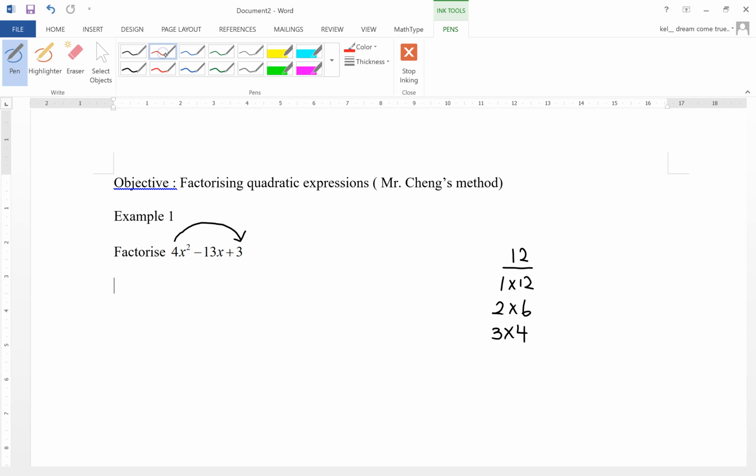My objective is to find the pair of factors that will give me minus 13. So let's check. Can 1 and 12 give you 13? Yes, we can, right? Minus 1 minus 12. Can 2 and 6 give you minus 13? Cannot. Can 3 and 4 give you minus 13? Cannot. So the pair of factors we have to choose is 1 and 12.